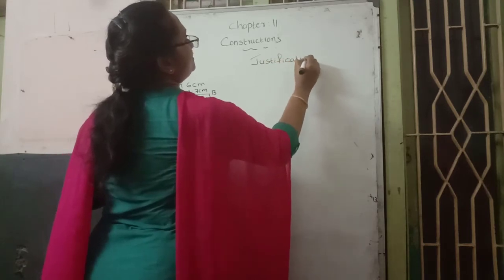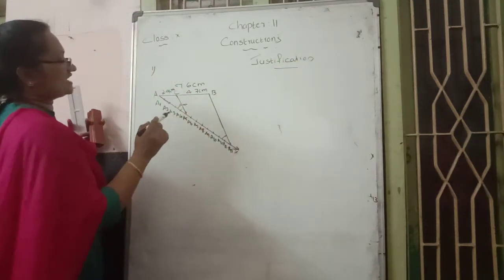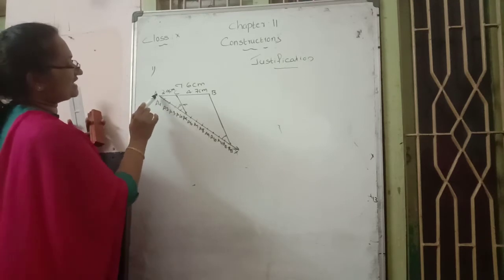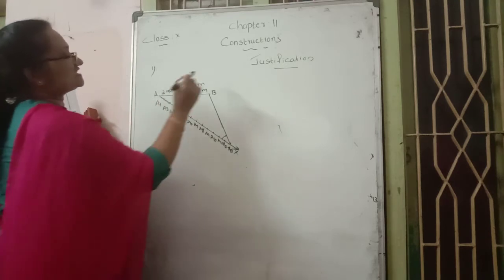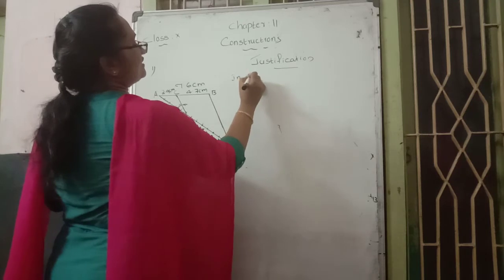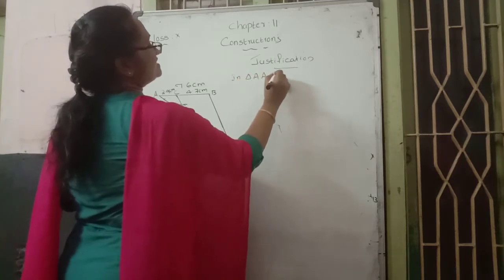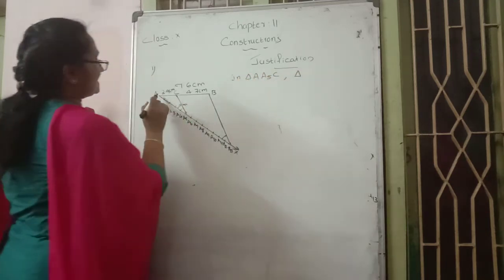Justification, how to do? Means here, how many triangles are formed? 2. Which are they? A5C is our first triangle. First triangle is A5C. And which is the second triangle?